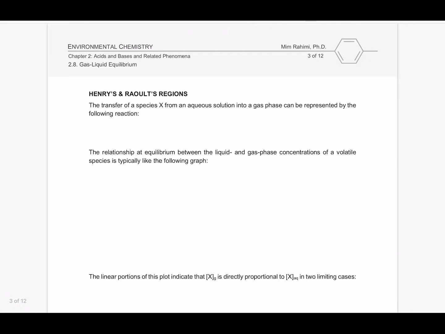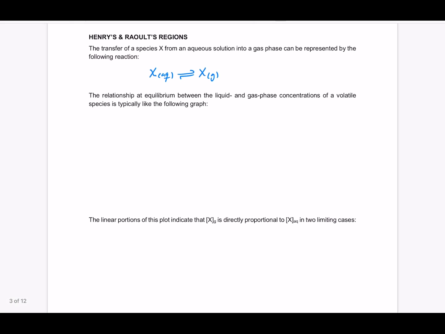So zooming in a little bit, we can focus more on the interaction between the gas and liquid phase in the context of Henry's and Raoult's regions. Here we want to use a model gas, which is basically X. X in the aqueous phase is in equilibrium with X in the gas phase. I'm writing this reaction in terms of desorption or volatilization, because I'm going from the liquid phase, the gas is leaving the aqueous system. And if we go to the lab and measure the concentration in the liquid phase, we can change the concentration in the liquid phase manually. Let's say carbonic acid. We can change different concentrations of carbonic acid.